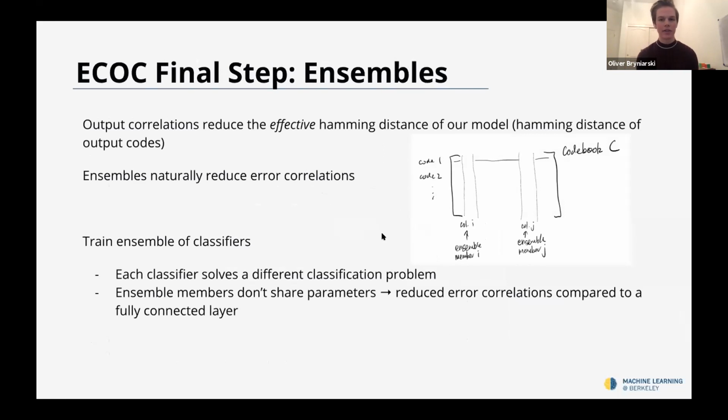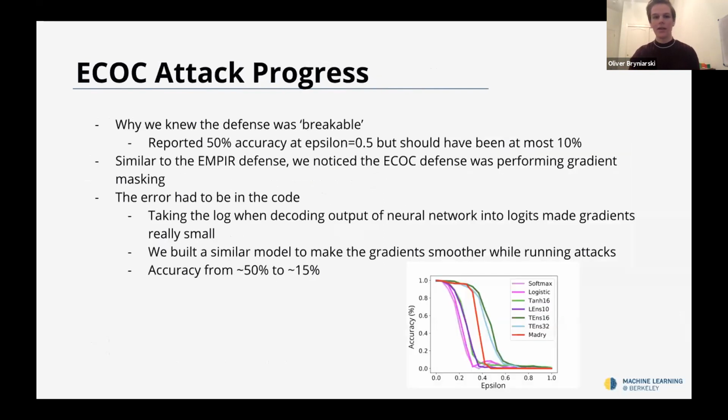And then finally, they also just throw in an ensemble for the same reason as the impure model, because it'll just increase the effective Hamming distance between all of the codes if we have lots of different codes at the same time working together to vote on a single output. So when you're training these, each classifier has different parameters. They don't share parameters, and then they're just solving a different classification problem because you have different encodings of the outputs.